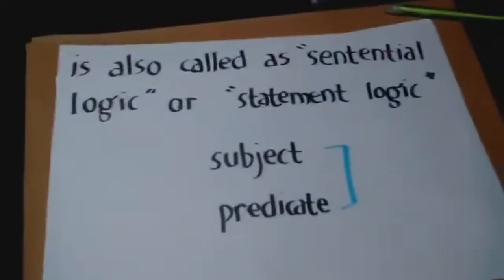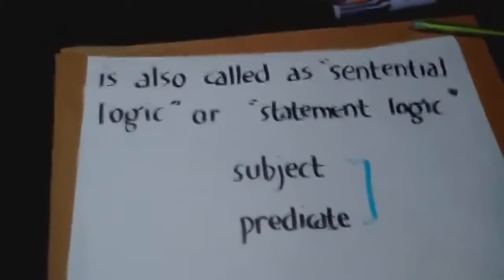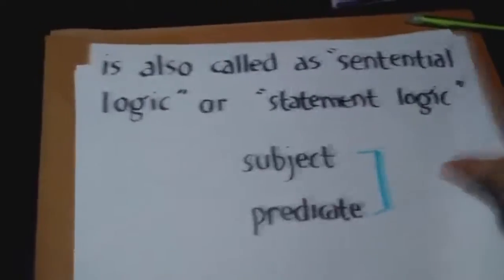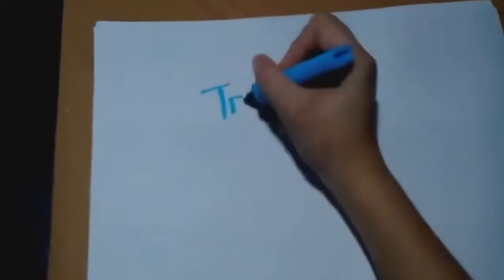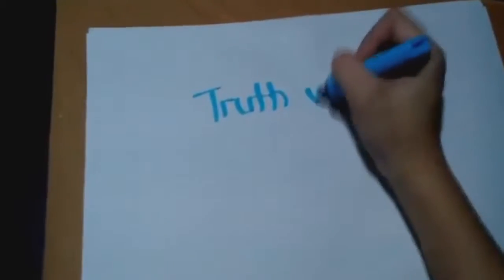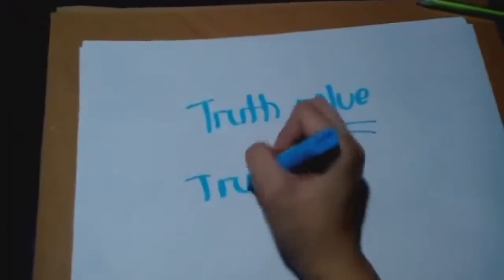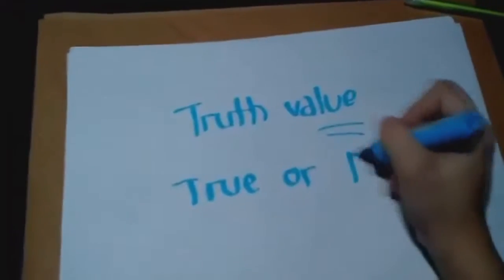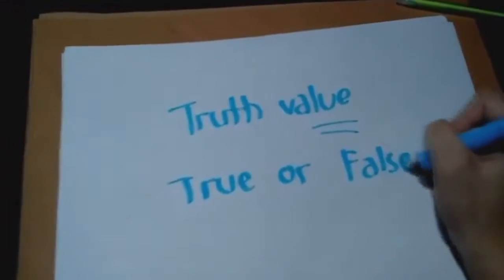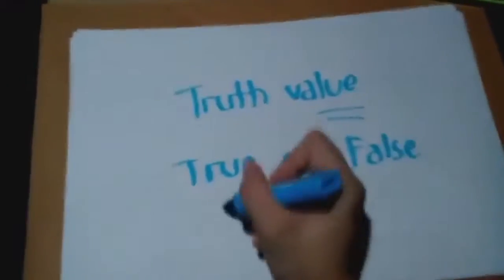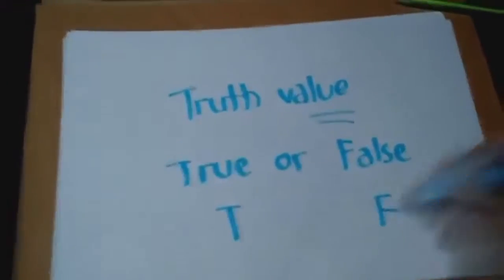In other definition, a proposition is also a declarative sentence, either true or false but not both. It is also a sentence that has a truth value. The truth value is true or false, that is represented by a T and an F.